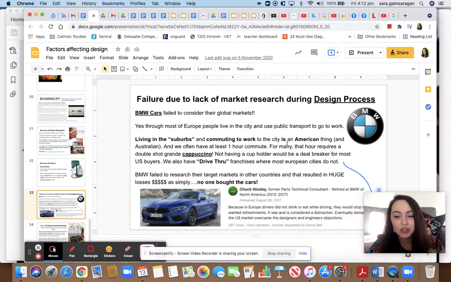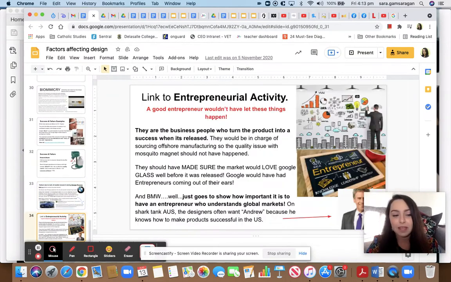That's where, as a designer, you can't assume the best design. You have to do market research. You have to prototype. You have to get feedback. You have to evaluate. And then it links to entrepreneurial activity. Like an entrepreneur's job is to make sure all these things go well.